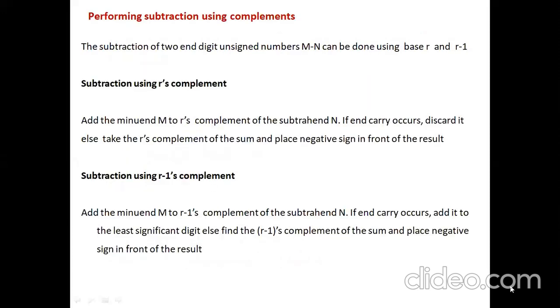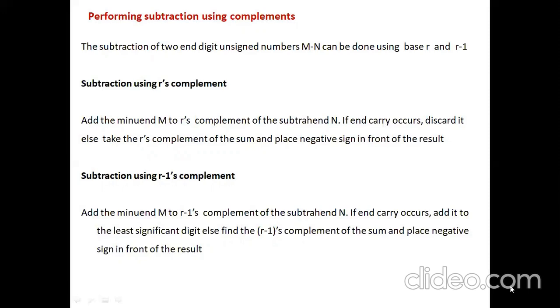Now performing subtraction using complements. The subtraction of two n-digit unsigned numbers M minus N can be done using base r and r minus 1 complements. So now how are we going to perform the subtraction using complements? Subtraction using r's complement: we need to follow some steps. Suppose there are two numbers M and N. M is the minuend and N is the subtrahend.